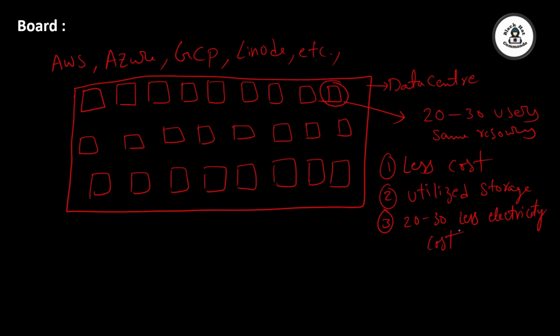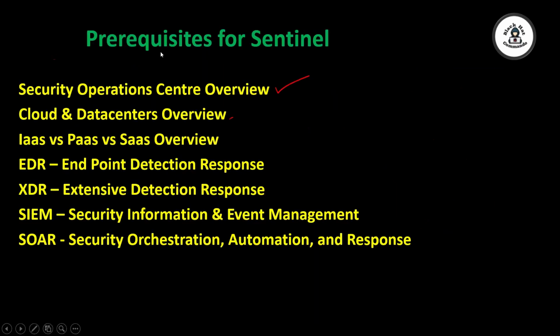Okay. So these three things were covered through cloud services. So now we will discuss. Here we have discussed about cloud and data centers. Now what is IaaS, PaaS and SaaS overview?